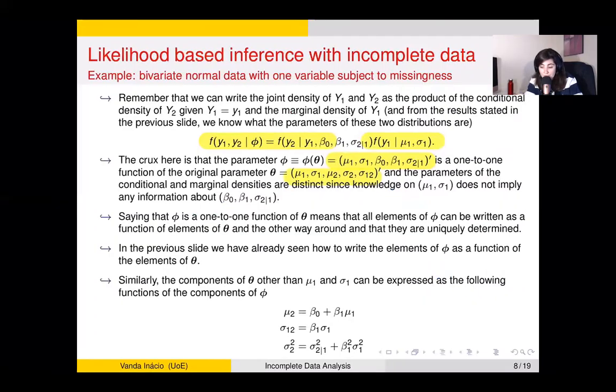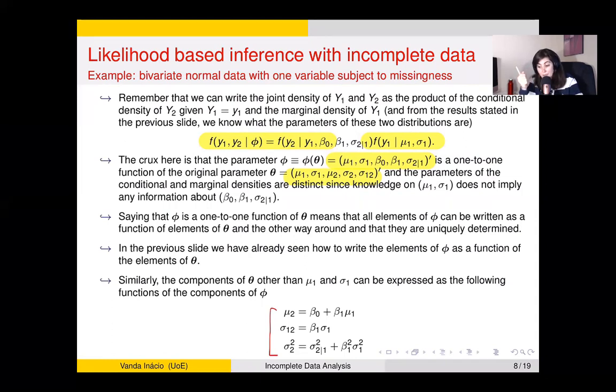And conversely, I can write the parameters that are in theta as a function of the parameters that are in psi, and these are written down here. So they are in a one-to-one correspondence. And the good thing, as we will see later, is that once we have obtained estimates for the parameters of one of the sets, we can go back to the parameters of the other set.